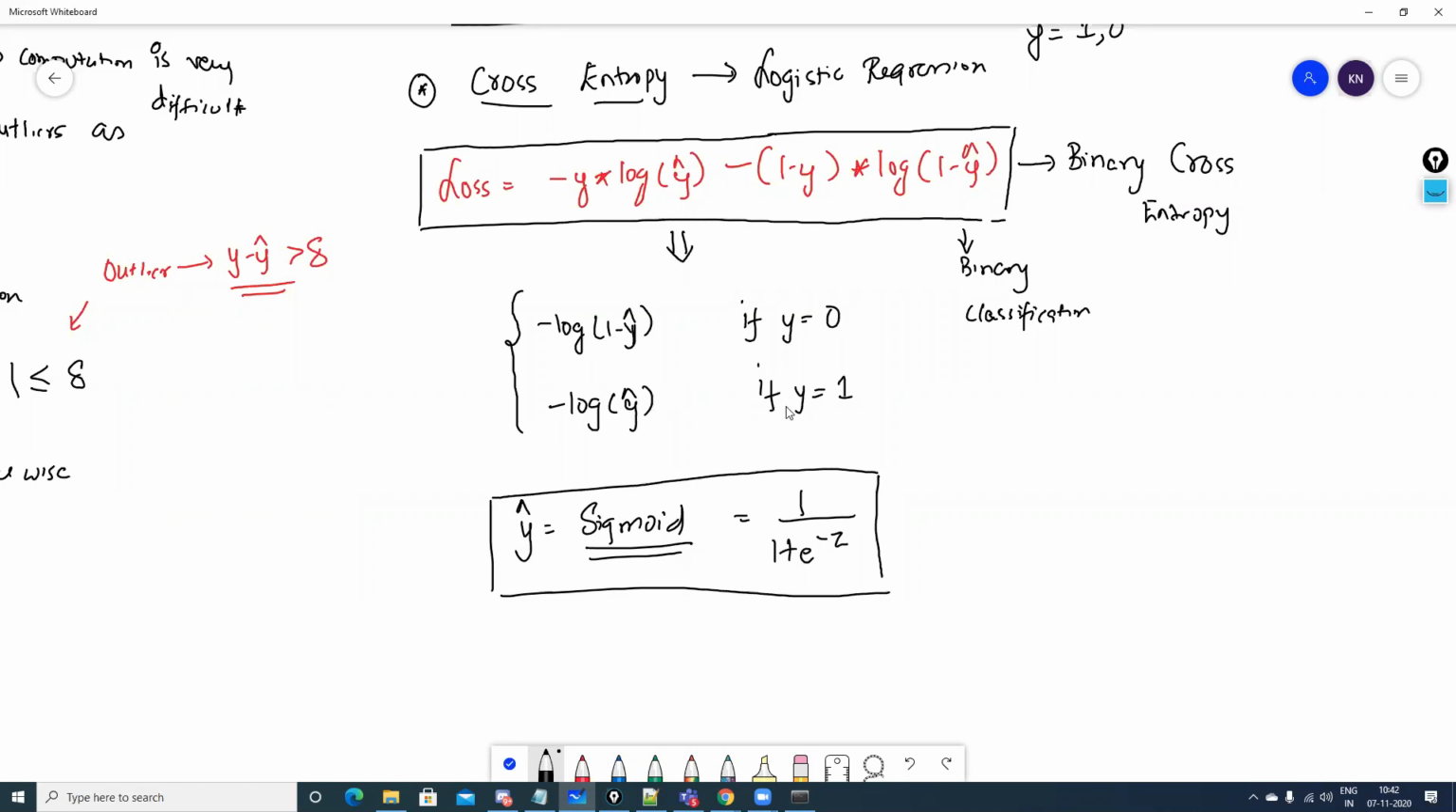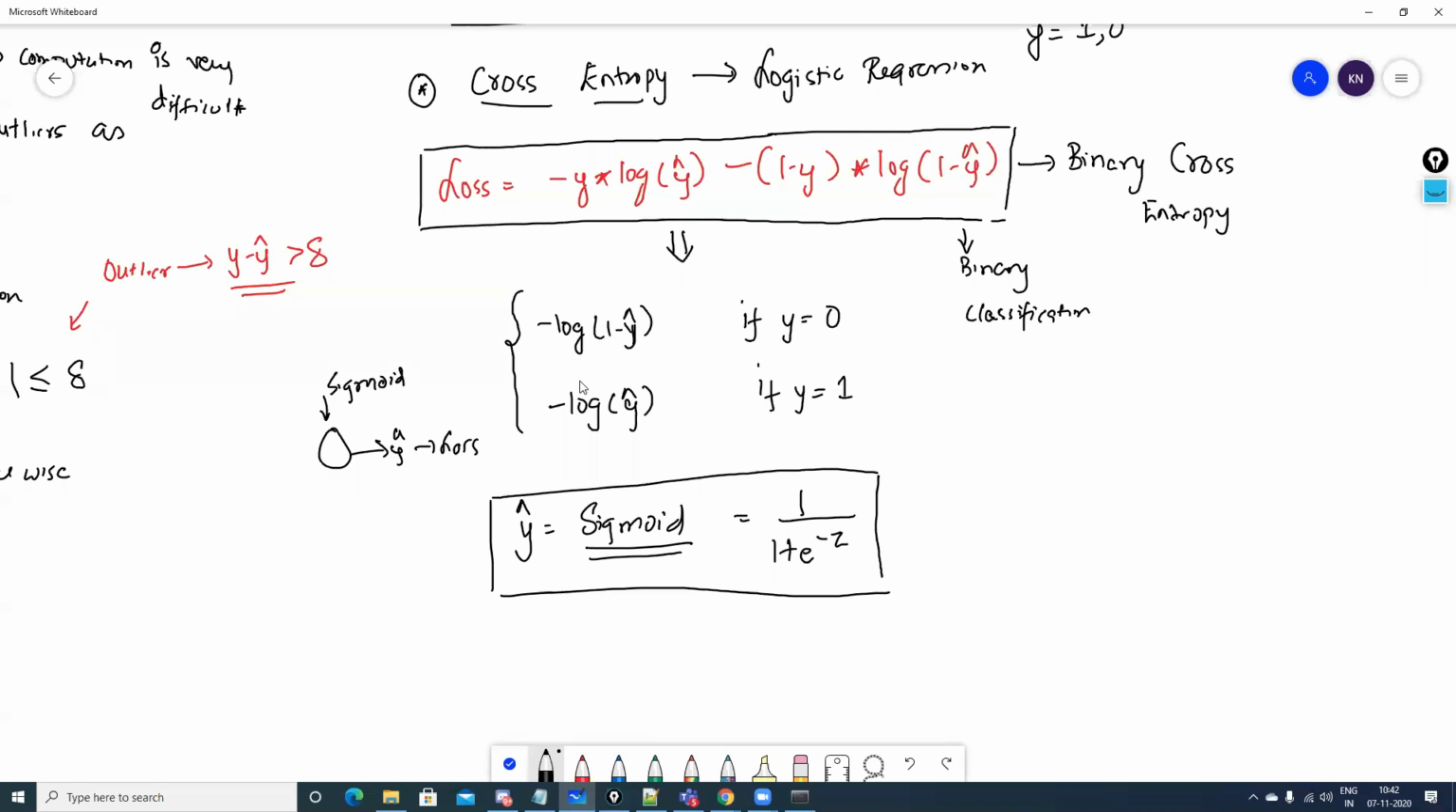And how do we calculate y hat? Remember, in the last layer, in the last output node here, we apply an activation function which is called a sigmoid for binary classification. And then we compute a y hat, then we compute our loss function. Right? So this was an example with respect to cross entropy.